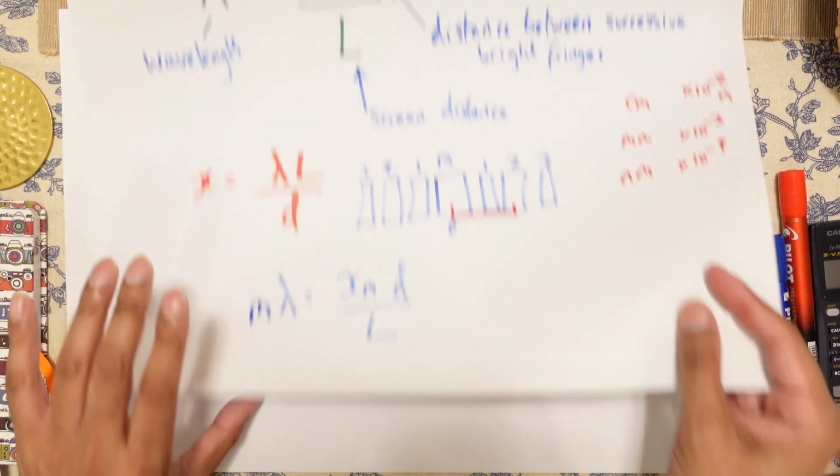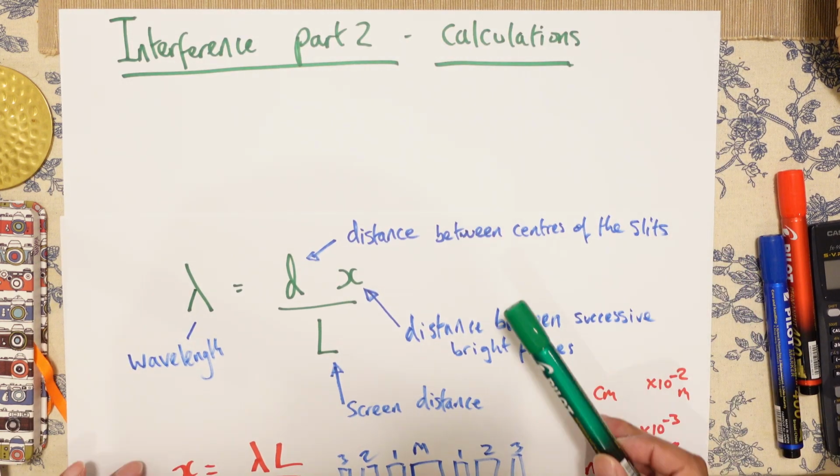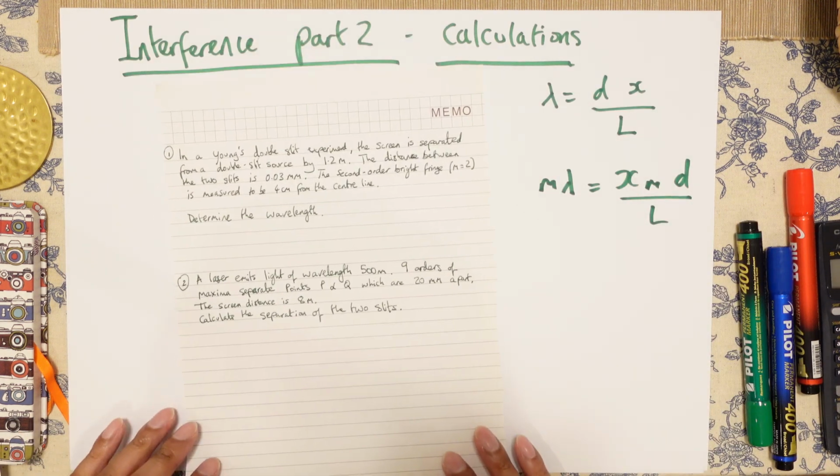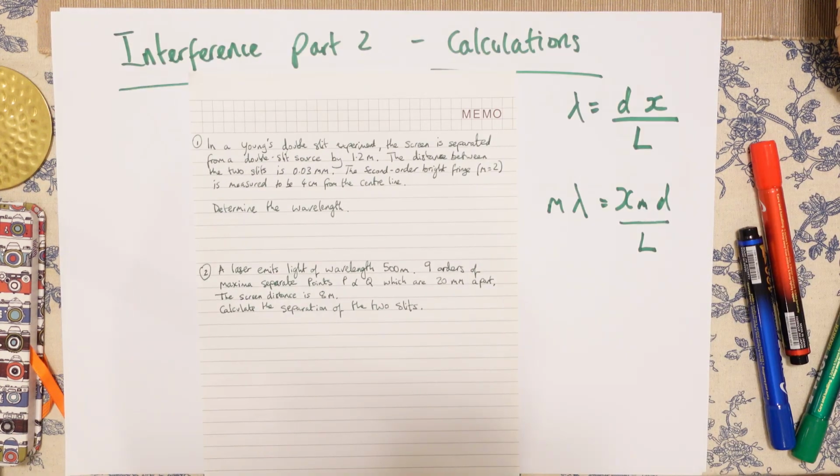Okay, so let's first of all write them down over here so we don't mess them up. Here are the questions that we will be solving. Let's read question number 1 first. In a Young's double slit experiment, the screen is separated from a double slit source by 1.2 meters. The distance between the two slits is 0.03 millimeters. The second order bright fringe, m equals 2, is measured to be 4 centimeters from the center line.